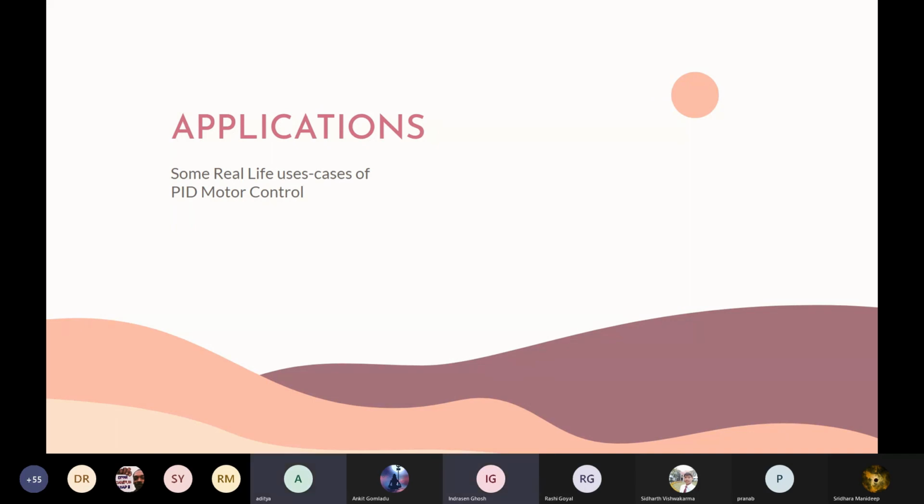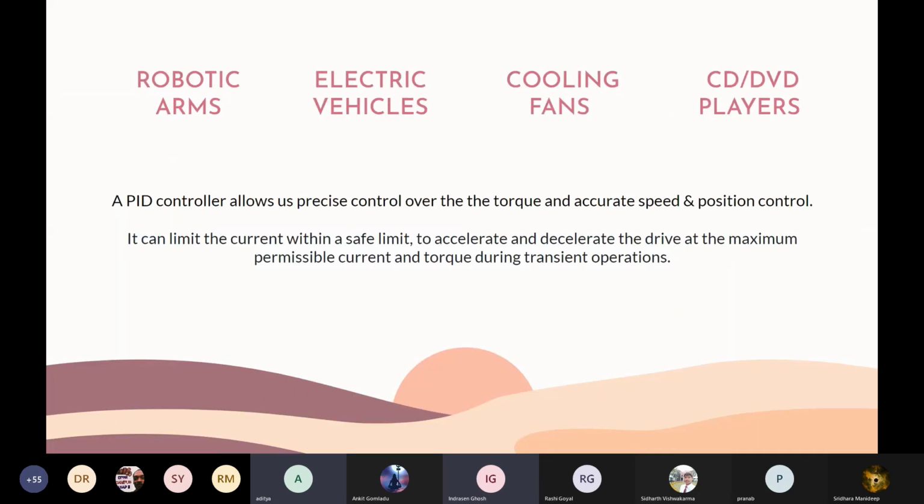Yes. So let's move on to some practical applications for our design. PID control systems are very accurate and they allow precise control over the torque and accurate speed and position control. It can limit the current within a safe limit to accelerate and decelerate the drive at the maximum permissible current and torque. Because of these properties, they can be used in robotic arms, electric vehicles, cooling fans, and CD DVD players. In the coming weeks, we are also planning to design a robotic arm to implement our PID controller.